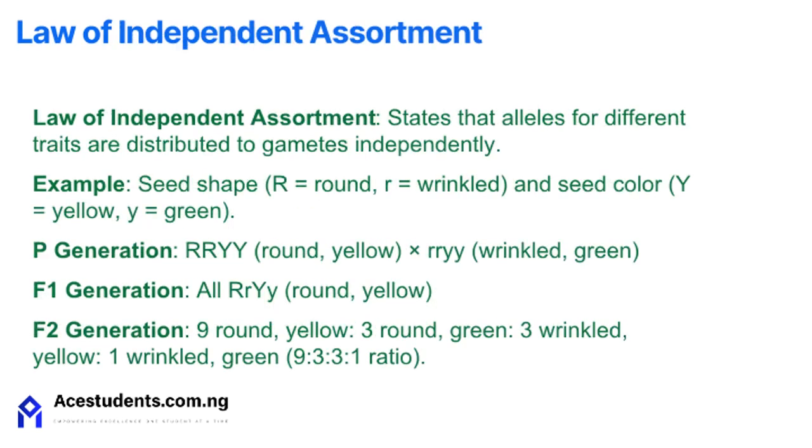The law of independent assortment states that alleles for different traits are distributed to gametes independently. For example, crossing plants with round yellow seeds, RRYY, and wrinkled green seeds, rryy, results in a 9:3:3:1 ratio of different combinations in the F2 generation.